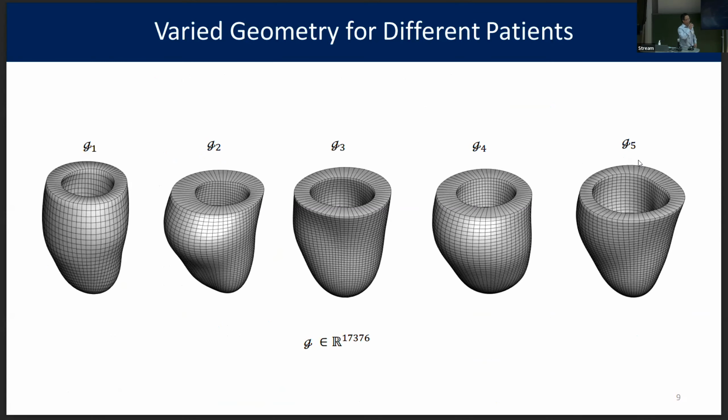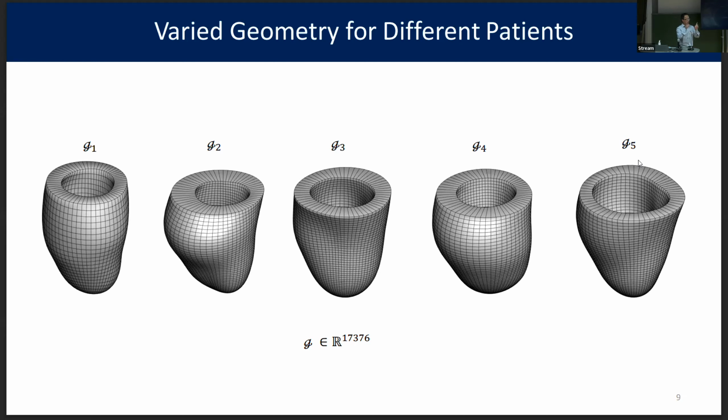So that previous one is a fixed geometry. Of course, the heart is also different for each person. Here is an example of 5 left ventricular geometries from 5 different patients, and we see they are very different. You can see that just from this reconstructed geometry.